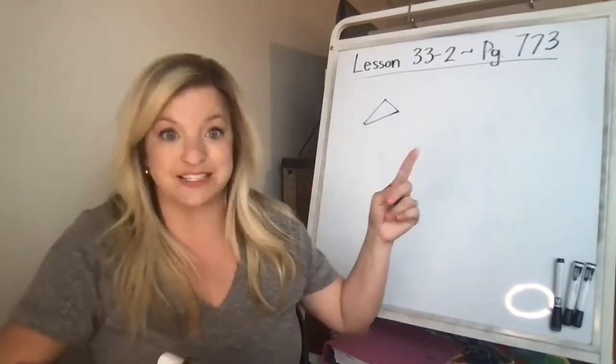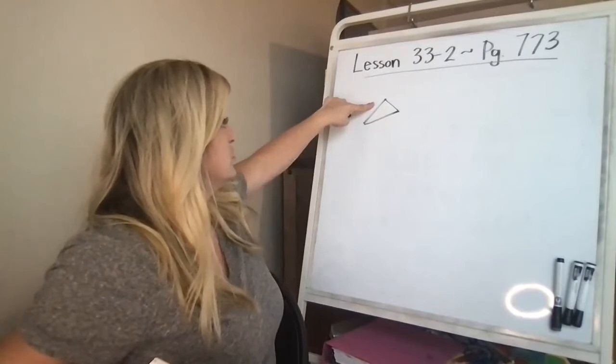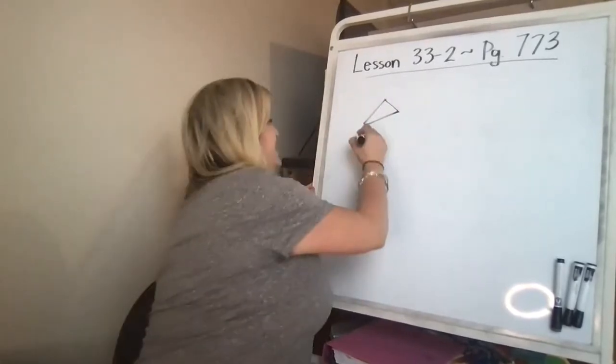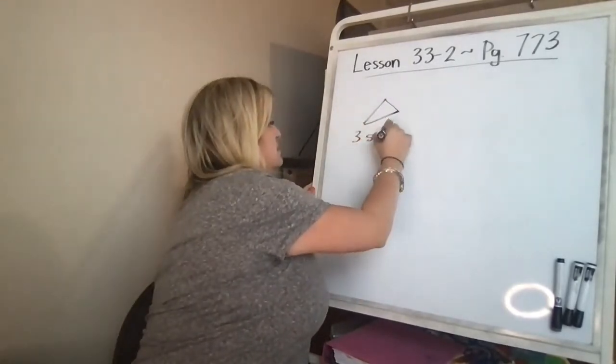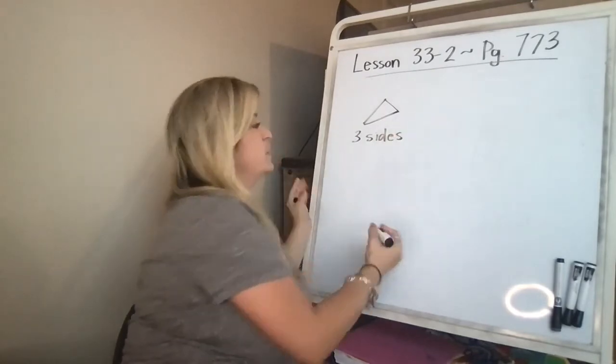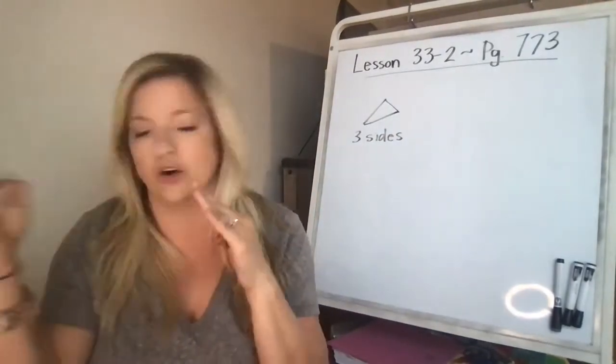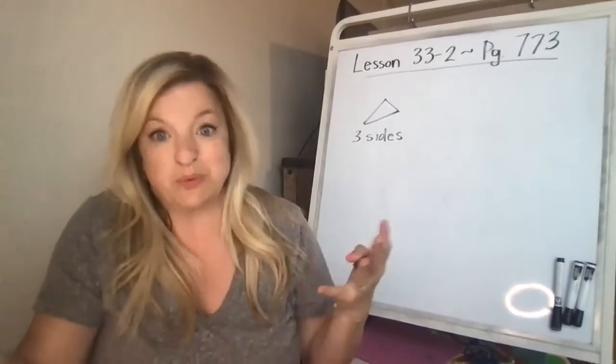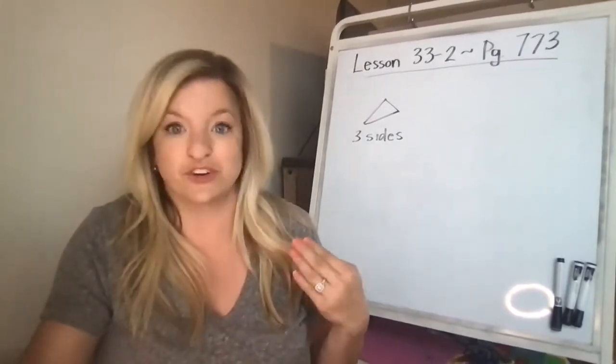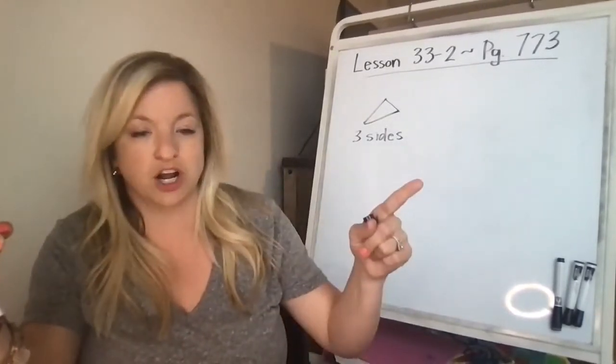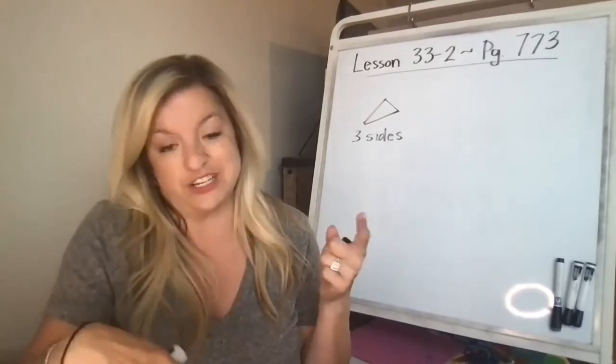It has 3 sides, 1, 2, 3, and it has 3 corners. So think of a corner, like when you were little, or still, if you have to go to timeout, they're like, go to the corner. And you go to the corner and you're in timeout.